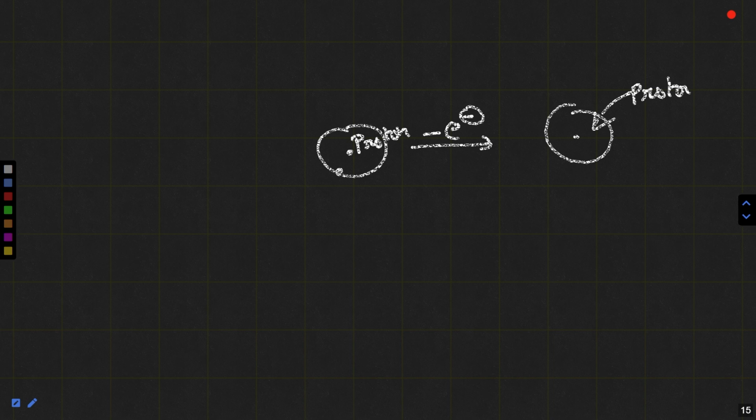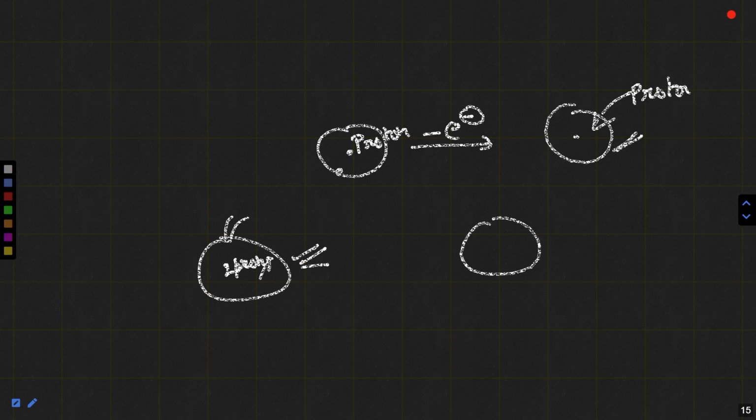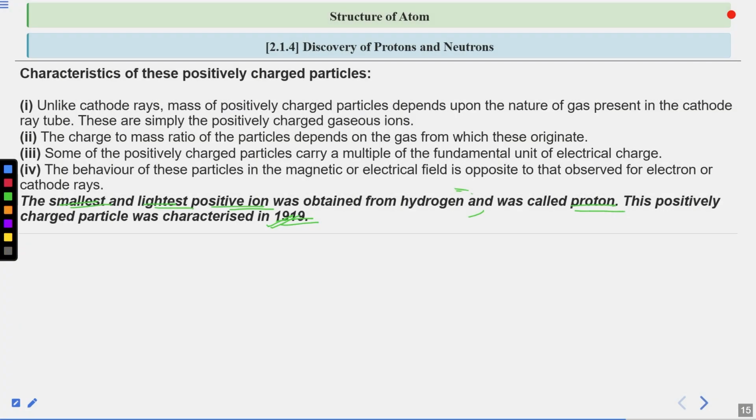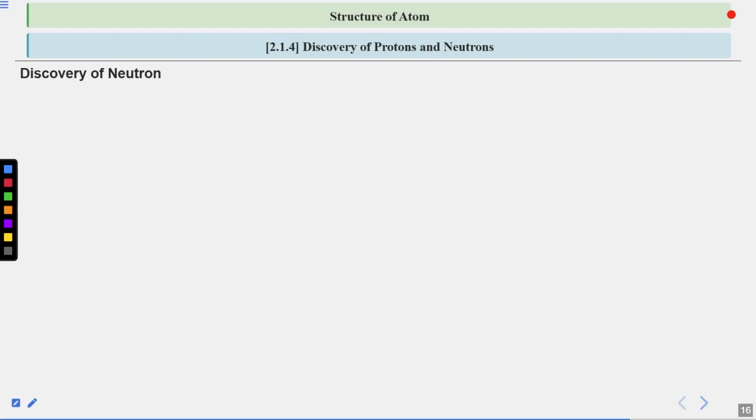But it may not be true for other gases, because suppose we are taking helium gas, it has 2 protons. Upon removing the 2 electrons, this will have a different property from the one with 1 proton. Similarly, if you are taking lithium gas, then upon removing the lithium electrons, we will get 3 protons. Therefore, the characteristics of each gas were different. Got it?